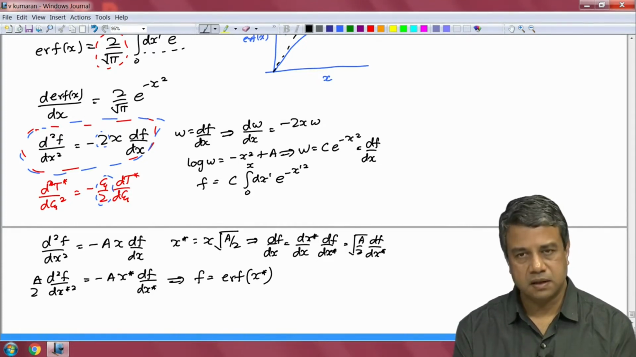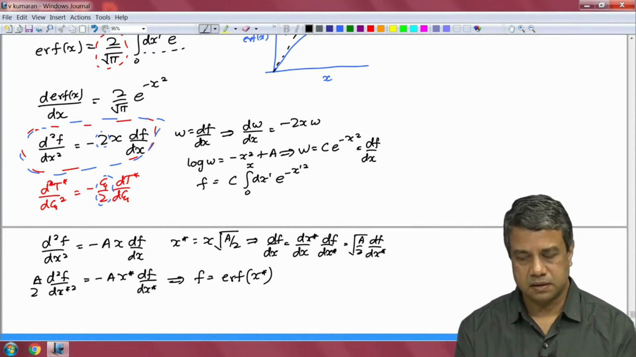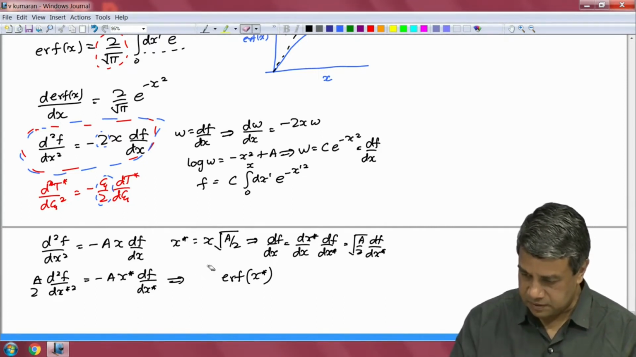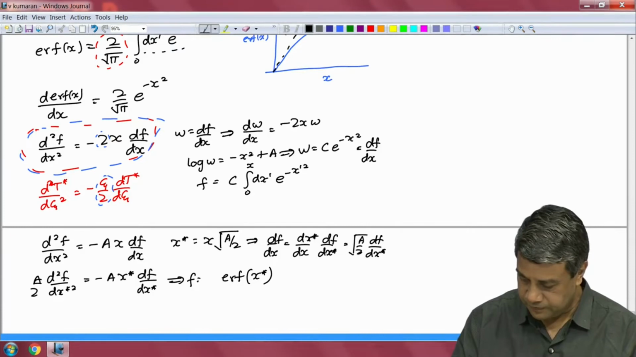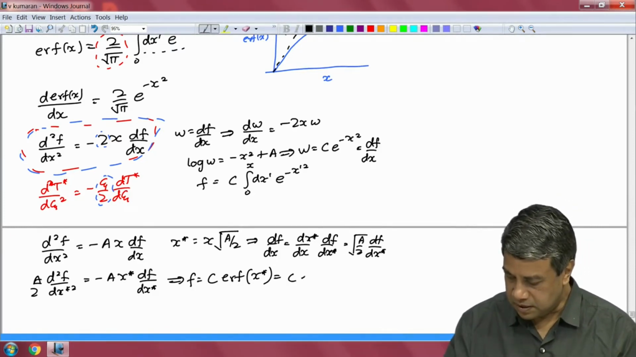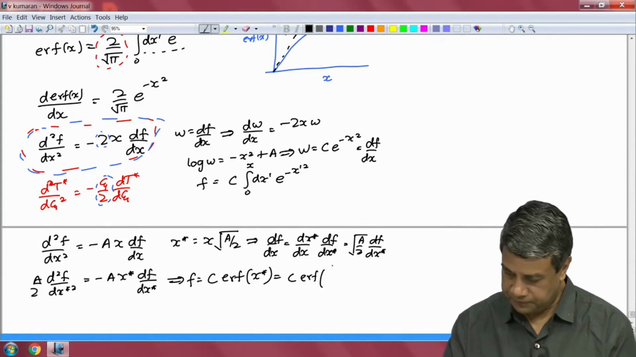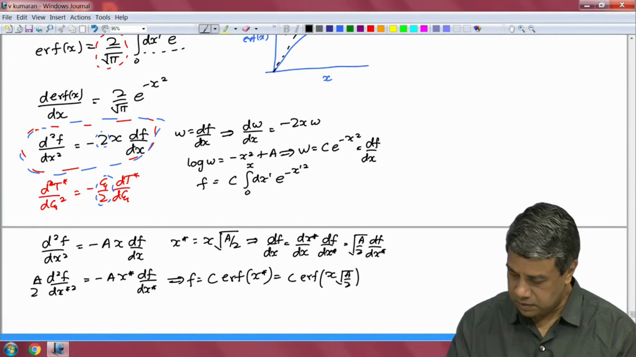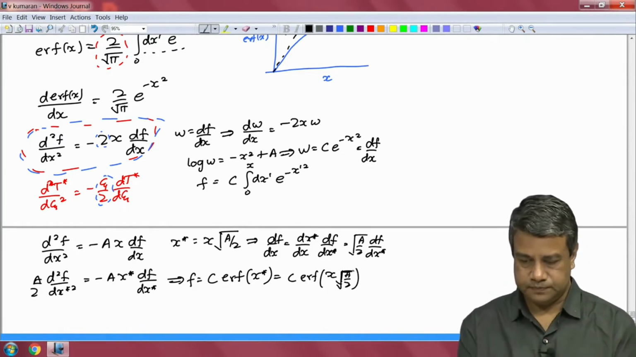So, f is equal to a constant times error function of x star, which is equal to a constant times error function of x root of a by 2.